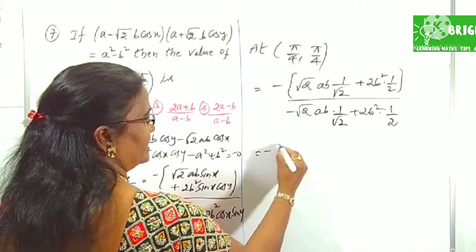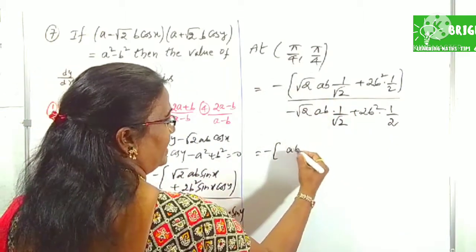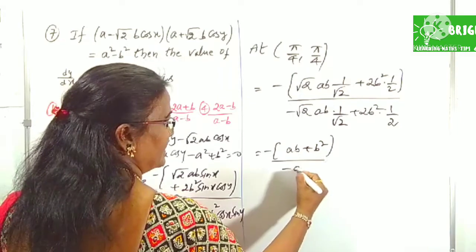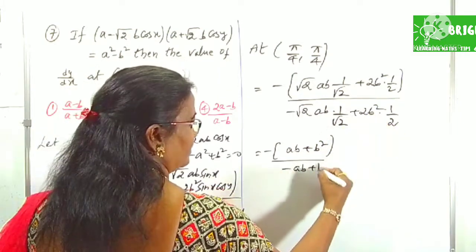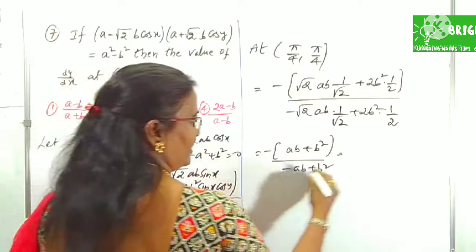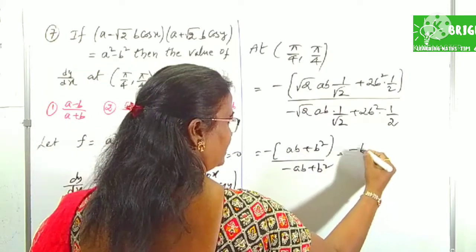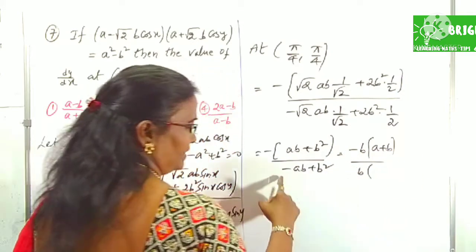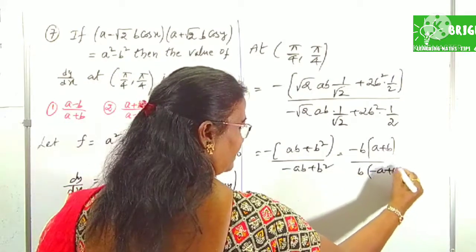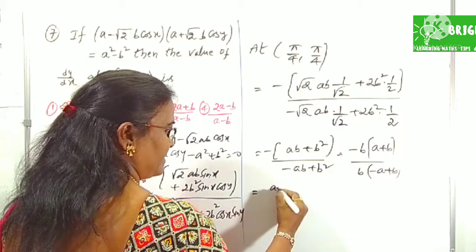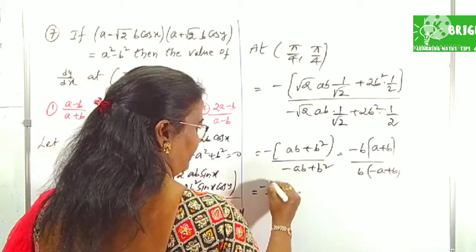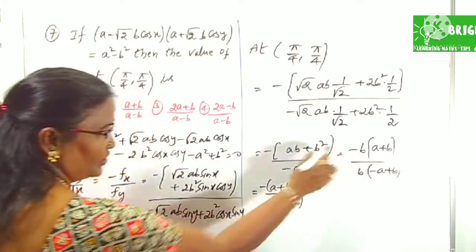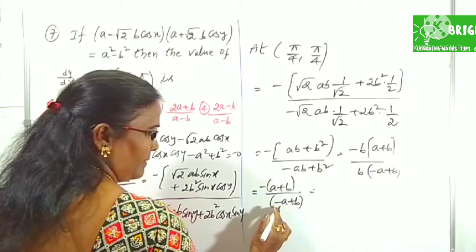Next step: minus as it is, root 2 cancels, it becomes ab plus 2 cancels, b square by root 2 cancels here, minus ab plus b square, right. From numerator and denominator we can take a common, b common. Minus b into what is left over? A plus b. In the denominator b is also common, taking b common, minus a plus b. Right, b cancels, therefore a plus b. Okay, b cancels, what is left over in the numerator? Minus of a plus b, by denominator minus a plus b.